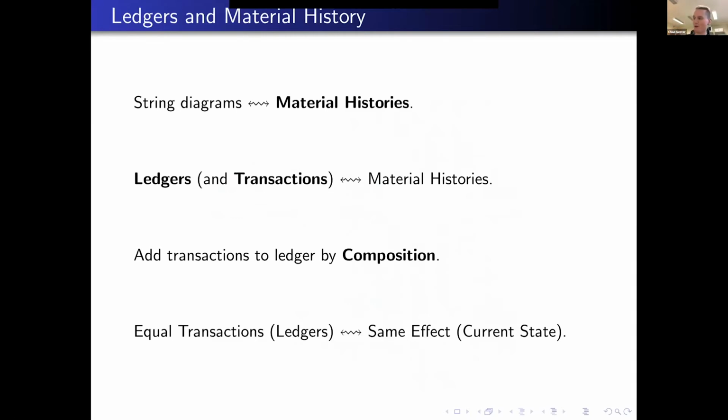And then, like I was saying with that picture before, equal transactions are these material histories that would have the same effect according to our equational theory. And similarly, a ledger is just like a big transaction. So two ledgers would lead to the same current state of the system if they were equal in the theory. So that's main idea one. Probably the most important idea is that the algebra of these ledger systems that we see in distributed ledger technology is to be found in what we call symmetric monoidal categories.